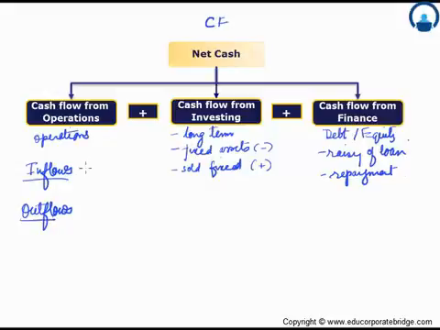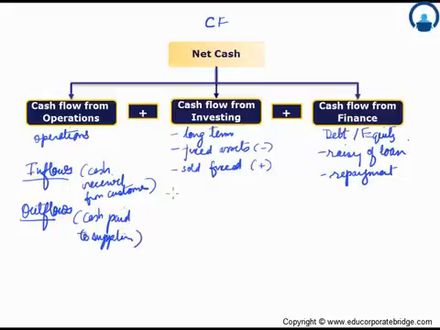Essentially you must understand that there can be inflows and there can be outflows associated with each of the categories. An example of an inflow here could be cash received from the customers. So cash received from customers would be an inflow to the cash. Now a cash outflow could be something like cash paid to suppliers. This would be a cash outflow.